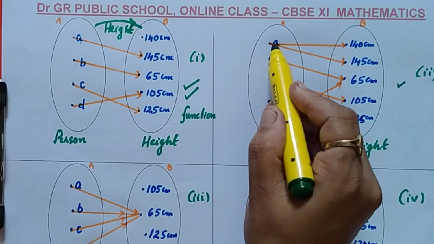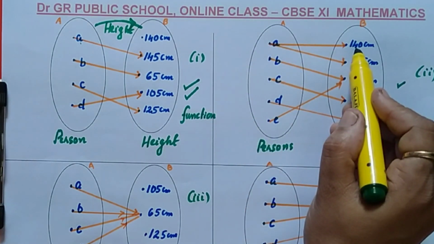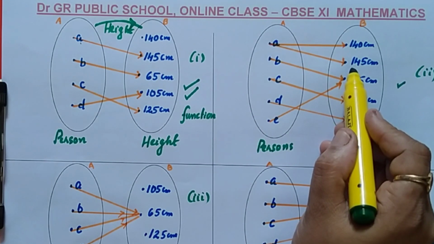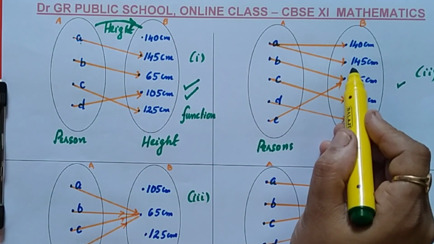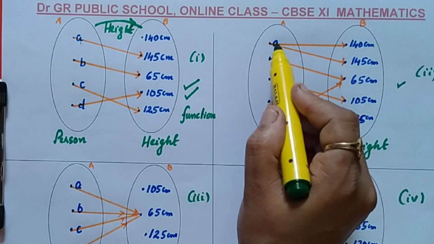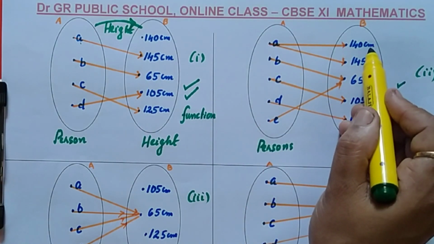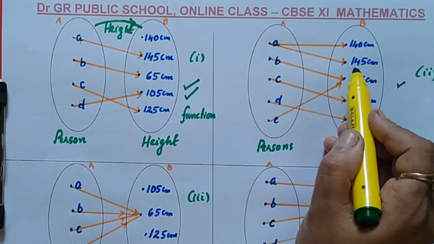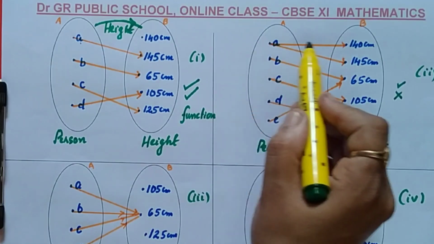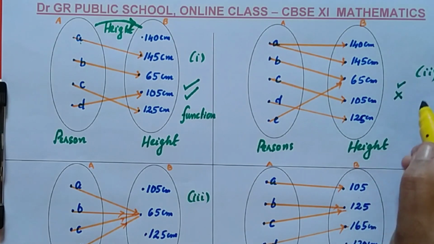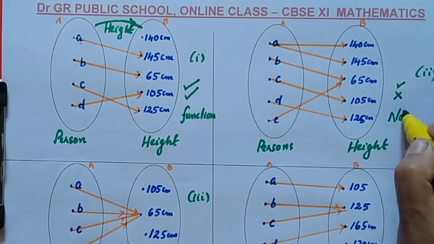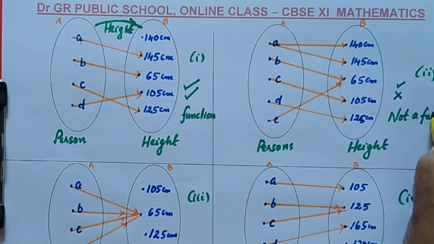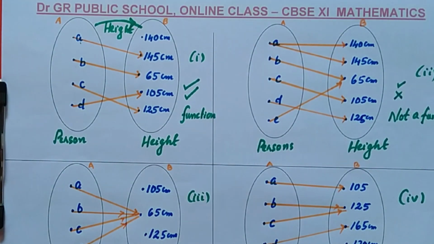The element A has connection with two images, 140 and 145 centimeters. Clearly you know that this is meaningless. Why? Because the height of A is 140 centimeters and the height of B is 145 centimeters. This is meaningless or impossible. The connection of each element is unique; that fails, and hence this is not a function. So the second relation is not a function. The two conditions need to be satisfied for a relation to be a function.